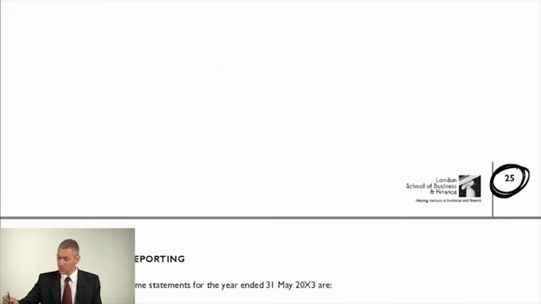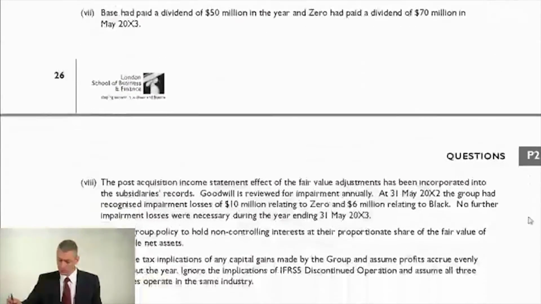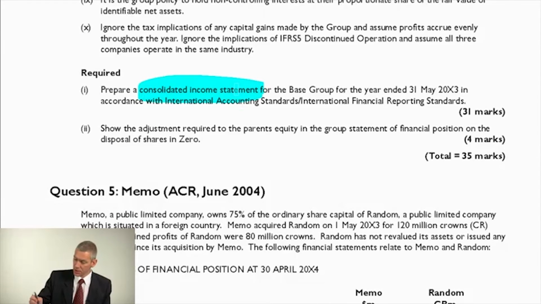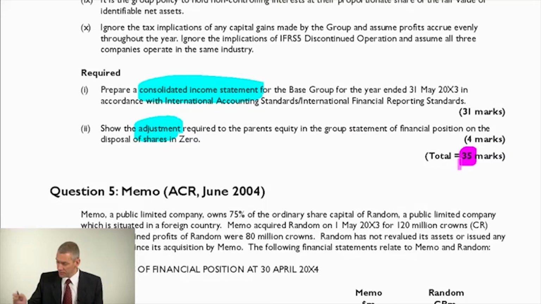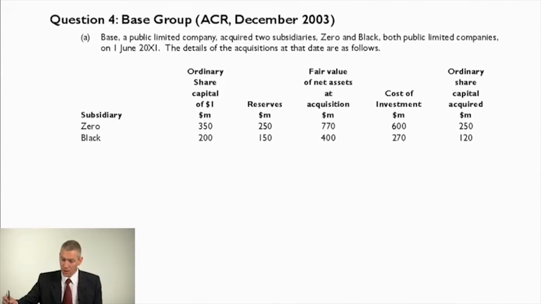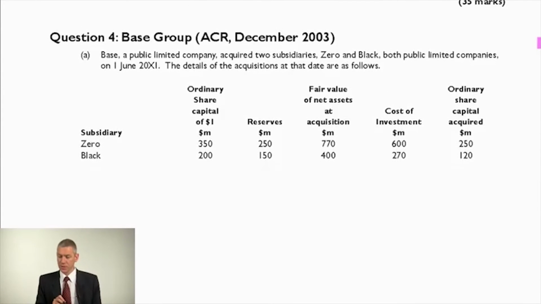The requirement is for a consolidated income statement, a consolidated profit and loss, but also the adjustment in equity, and we'll see what that means as we work our way through. It's the usual 35 marks of numbers, numbers, bash, bash, bash. So off we go. Back up to the top of the question on page 25. We're going to start with the net assets working. We're going to measure the net assets at acquisition.